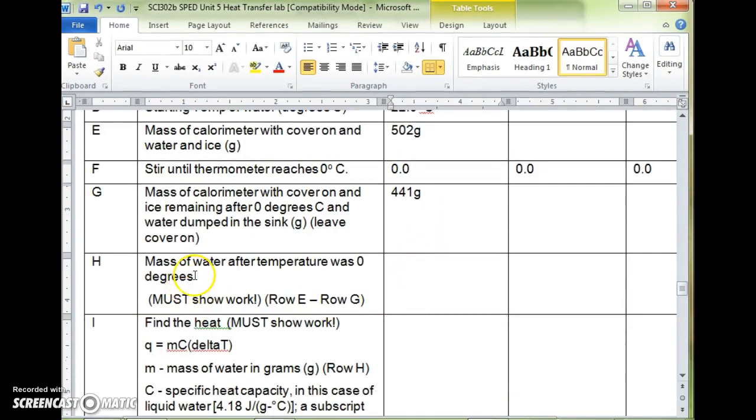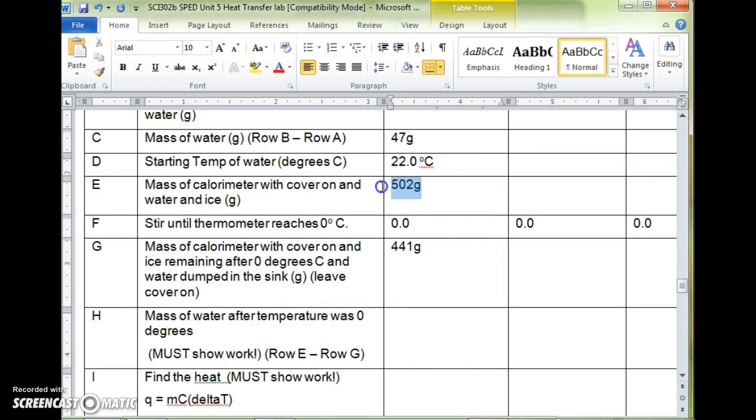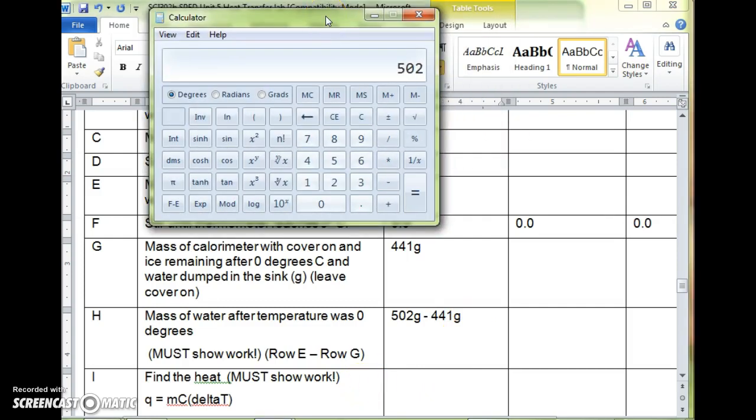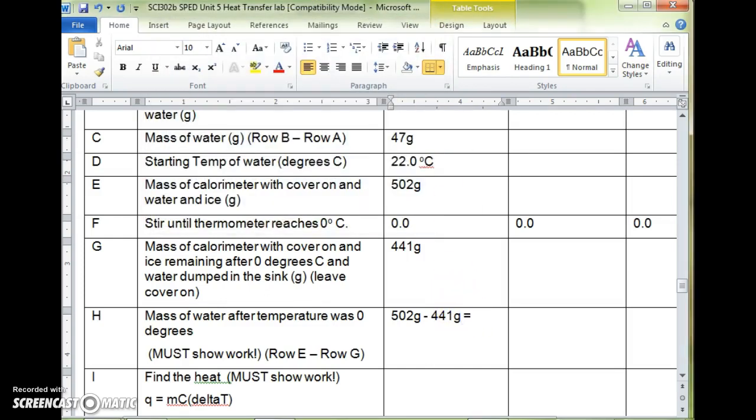And now we got to do a little bit of figuring. So the next thing says mass of water after temperature was 0 degrees. So in other words, how much water did we dump out? So here was all of the calorimeter and the ice and the water. Here is the calorimeter and the ice, and so just subtract those numbers. And what do you get? 61 what? What would the unit be for this? It would be grams. So that's how many grams of water we had.